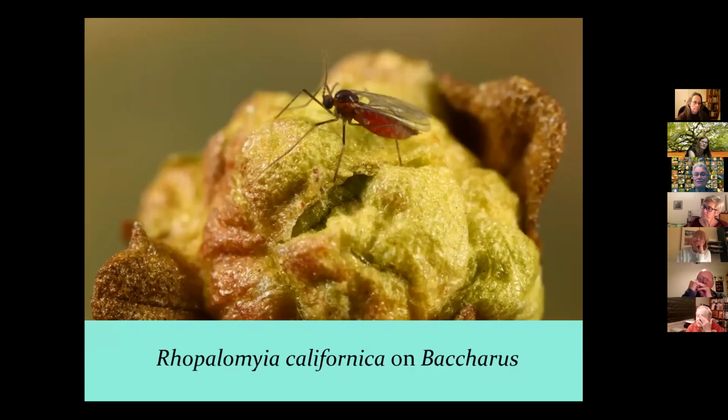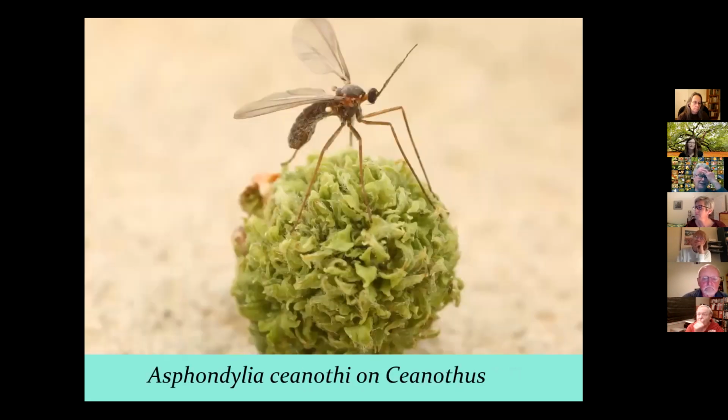Okay, here's another gall midge. This was on coyote bush. This one is on Ceanothus. Beautiful gall, complex looking.